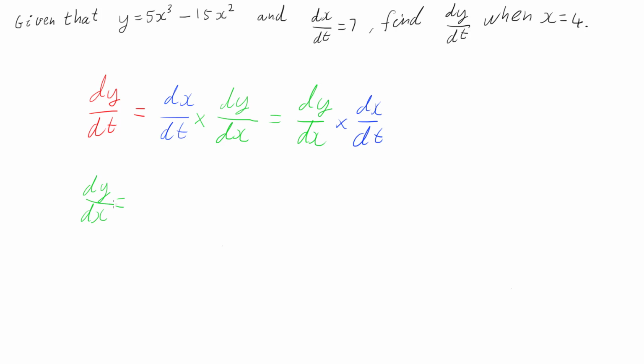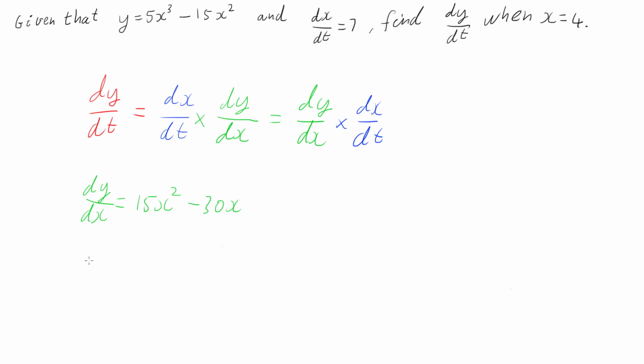is given by differentiating y up here. So y is 5x cubed minus 15x squared. If we differentiate this with respect to x, that's going to give us, well, 3 times 5 is 15, and the x cubed becomes x squared. 15 times 2 gives us minus 30, and the x is just going to be an x. So now we have dy/dx, which is 15x squared minus 30x, so we can substitute it into our rule.